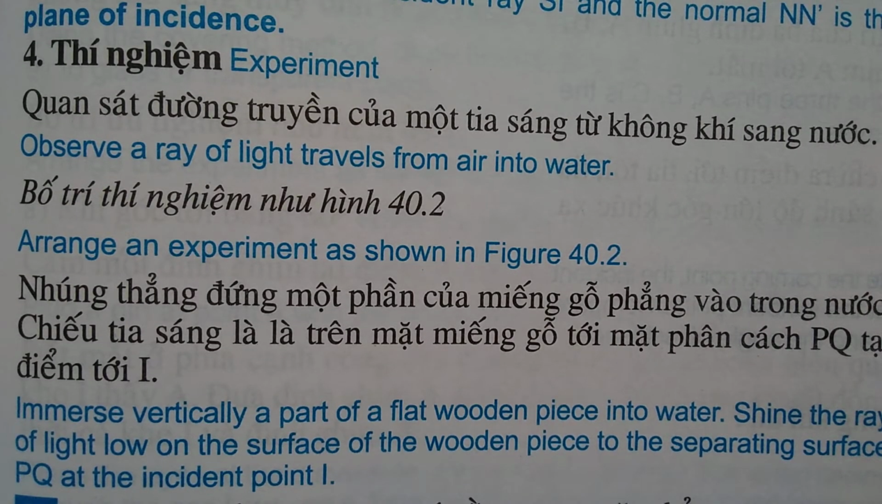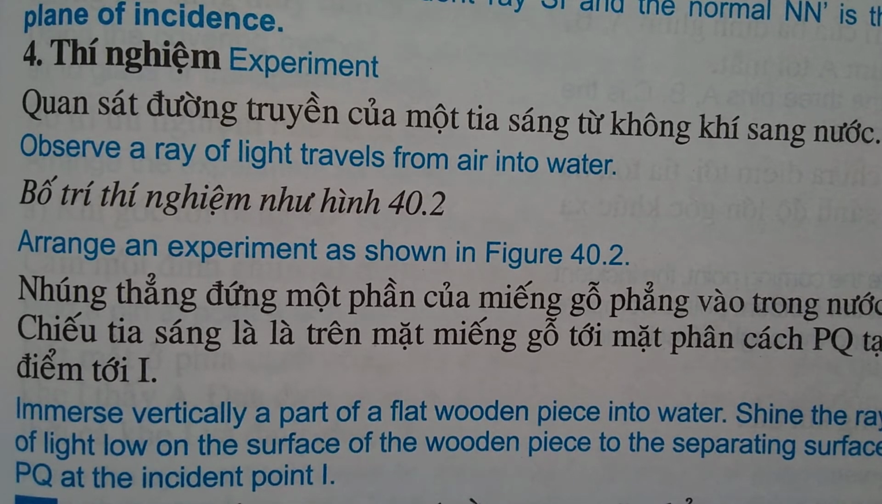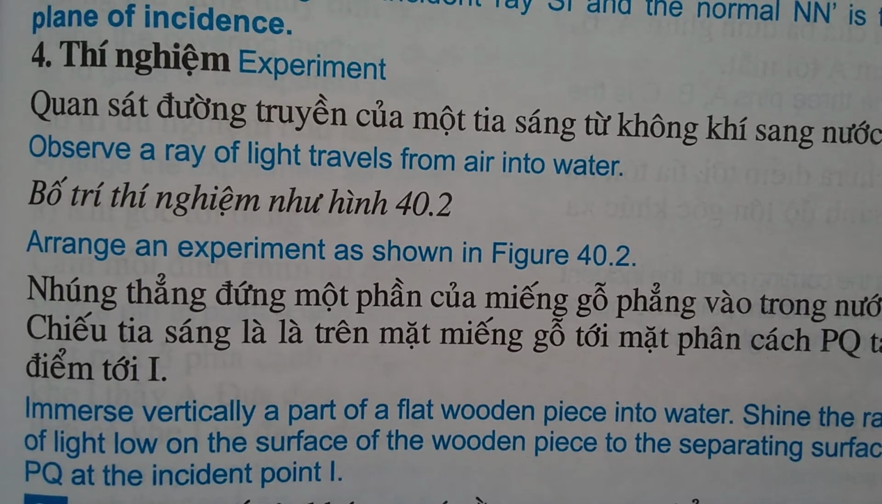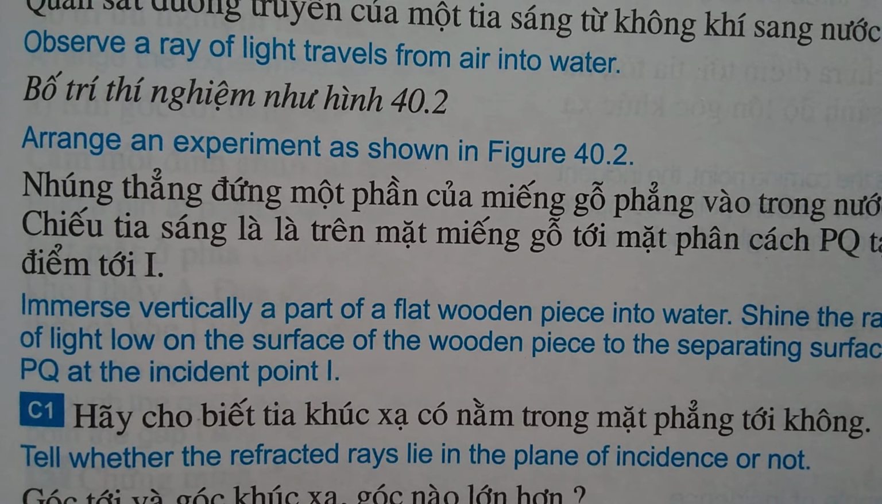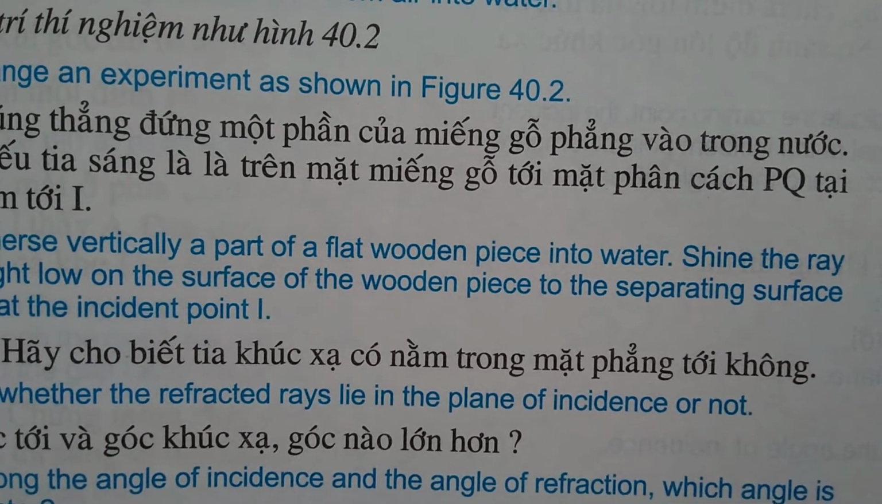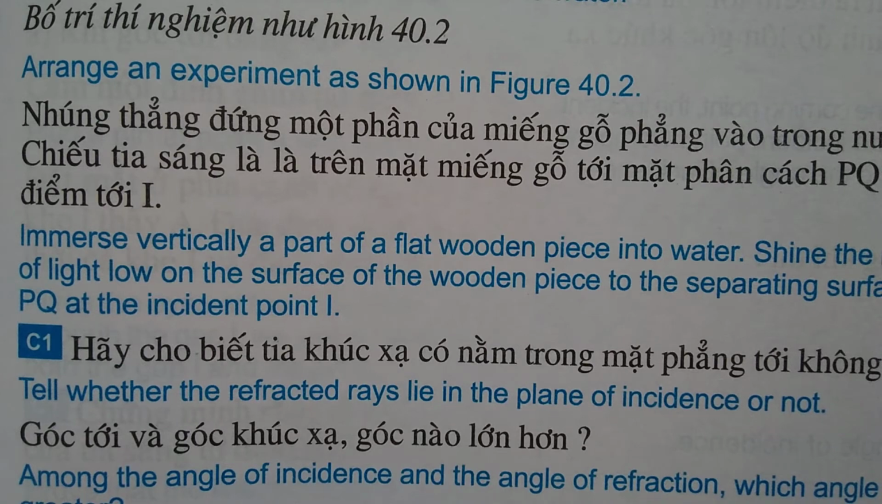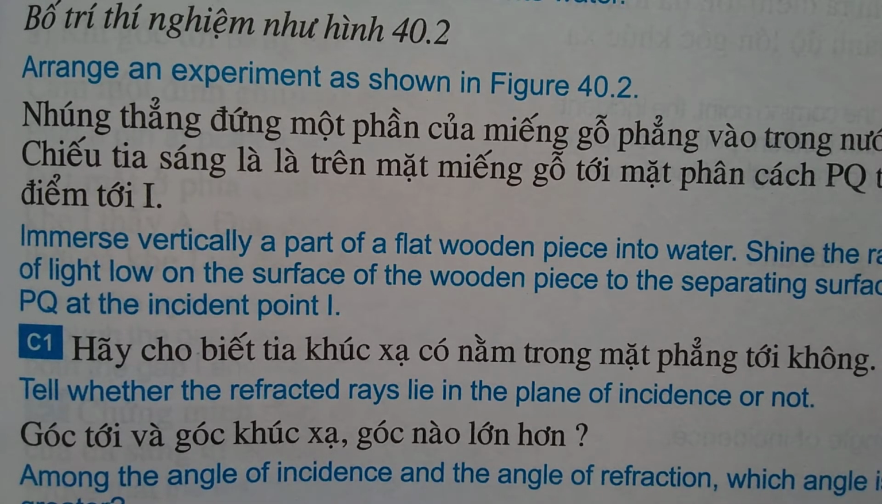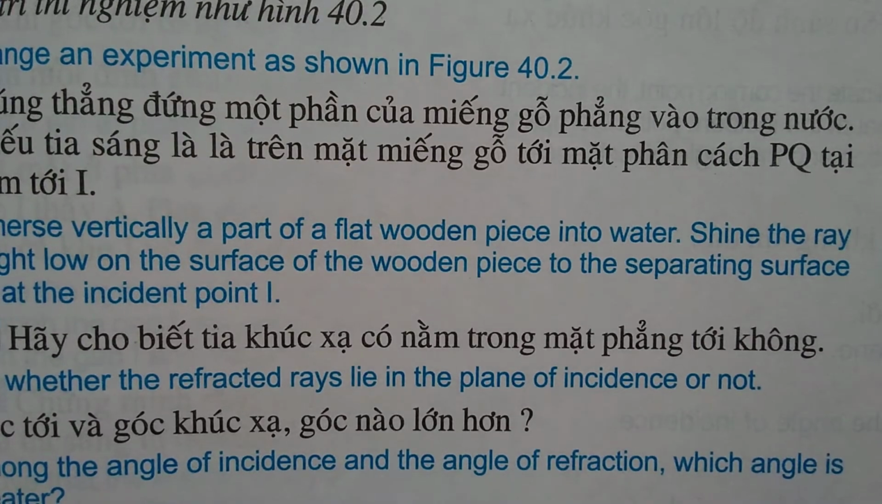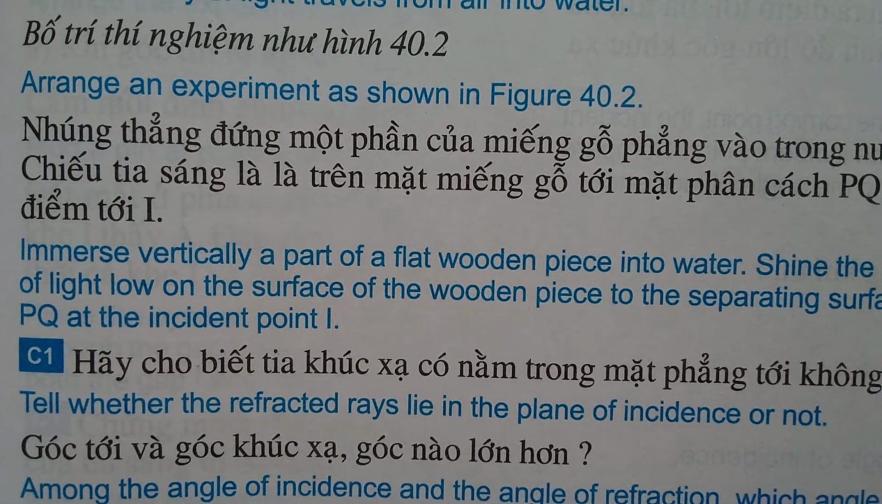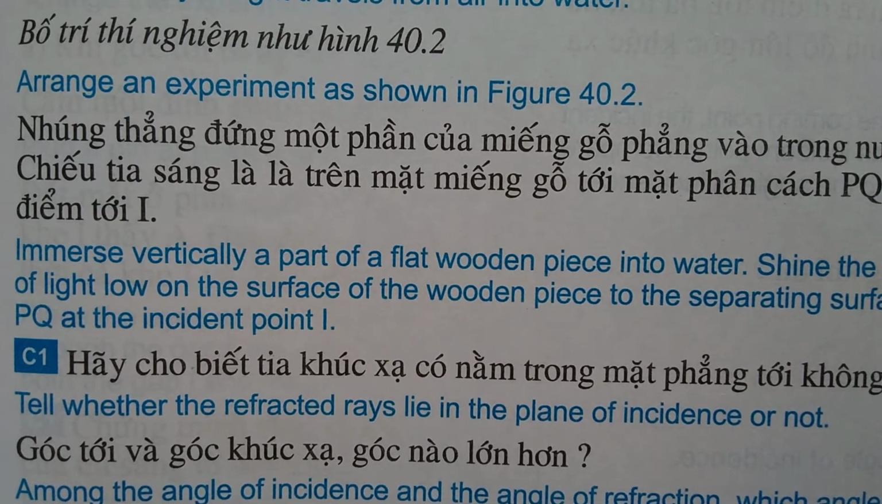Experiment. Observe a ray of light travels from air into water. Arrange an experiment as shown in figure 40.2. Immerse vertically a part of a flat wooden piece into water. Shine the ray of light low on the surface of the wooden piece to the separating surface PQ at the incident point I.